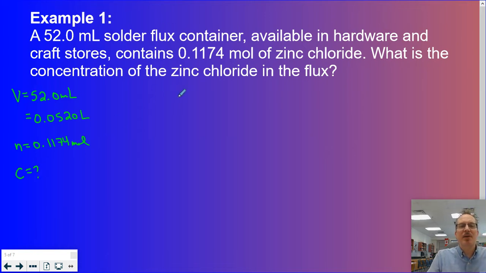So we have our new memorized formula, C equals n over V. We're going to put 0.1174 moles on top, divided by 0.0520 liters on the bottom. And we're going to type it into our calculator: 0.1174 divided by 0.052. I go back to the question, 4 sig figs, so I'm going to round it accordingly.